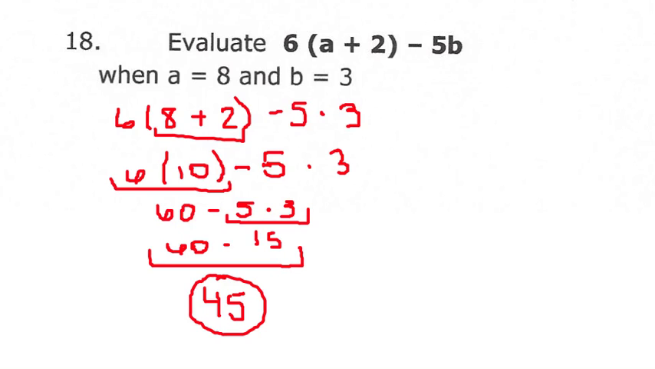So the first thing you have to do is what's in parentheses, 8 plus 2, which is 10. And then you go 6 times 10, which is 60, minus 5 times 3. 5 times 3 is 15. 60 minus 15 is 45, and that's your answer.